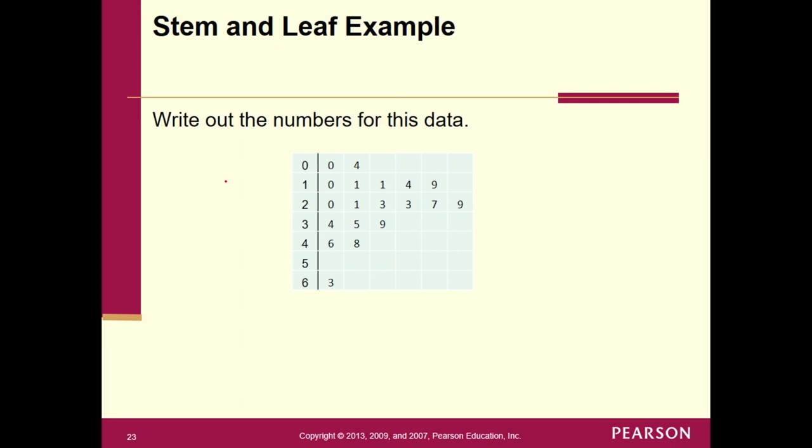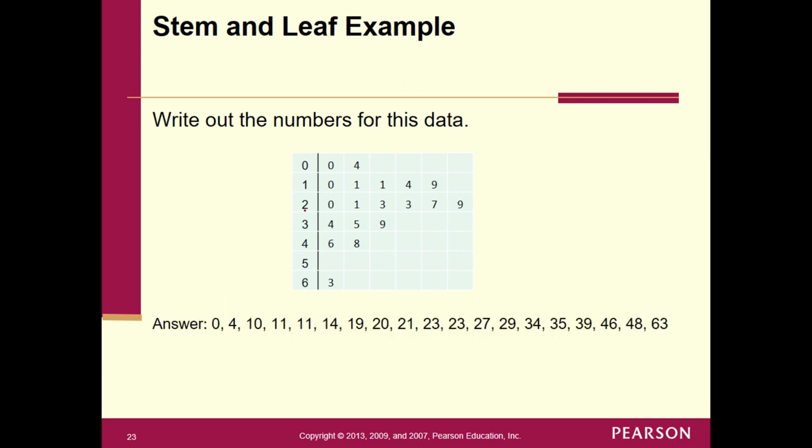So hopefully you've written everything out. All right, and so it looks like here's our answer. So we have a 0 and a 0, that would represent 0. And then we have 4. And we have 10, 11, 11, 14, 19, 20, 21, 23, 23, 27, 29, 34, 35, 39, 46, 48.